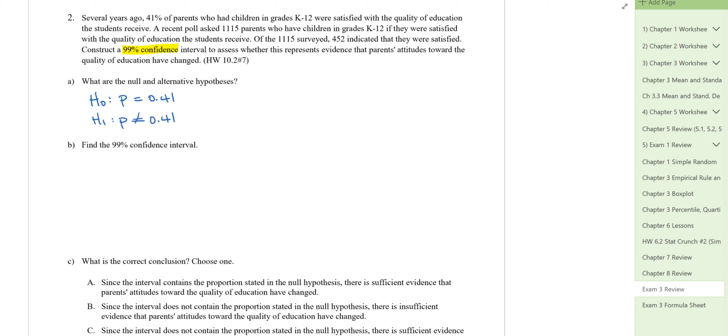Note that for the confidence interval, all the requirements we already checked in number 1, right? The requirement for the confidence interval is the same as the requirement for the hypothesis test. So the requirements are met. So all I have to do is just find the interval.